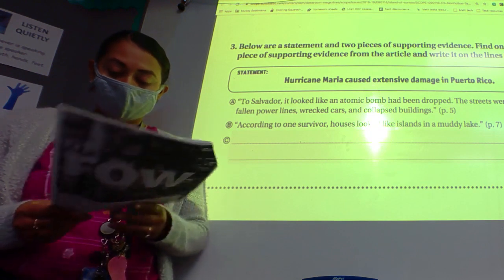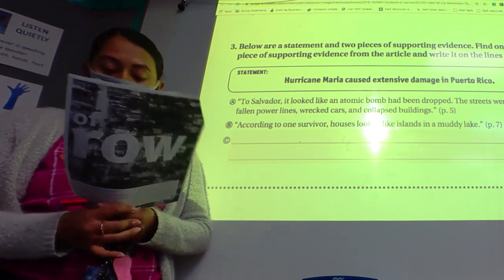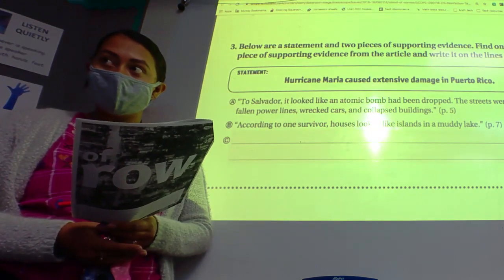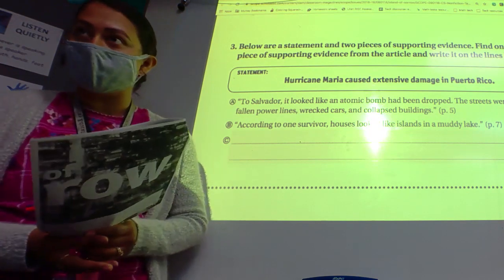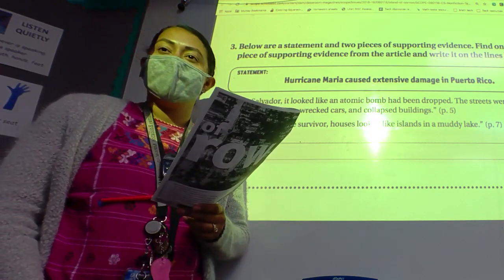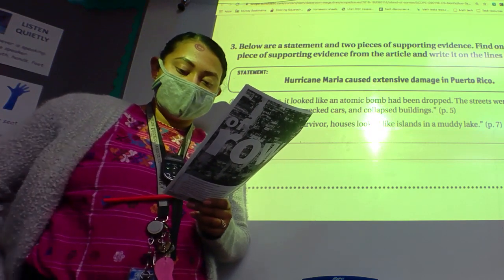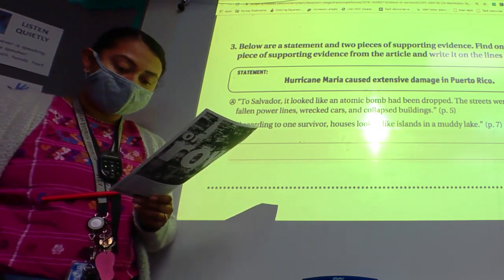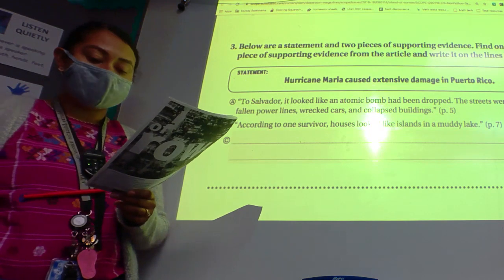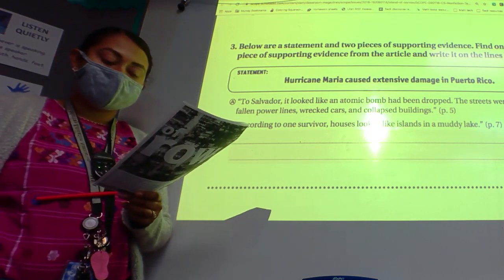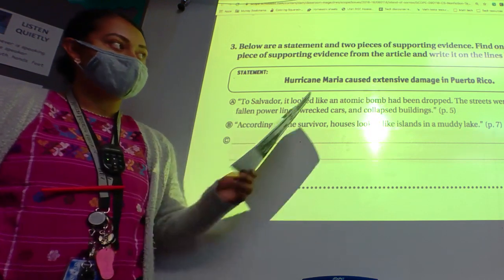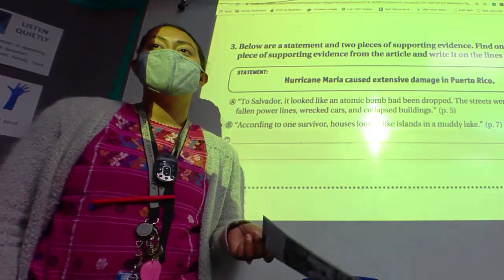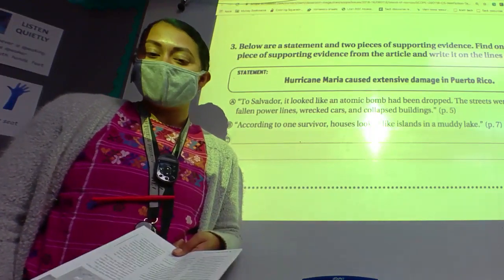What about on page 6? The hurricane's wrath. The winds blew across the island at more than 150 miles per hour. They snapped trees and telephone poles. Roofs were torn away. Windows shattered. Tree trunks flew through the air. Does that give you a picture of Hurricane Maria causing a lot of damage? Yes. So should we use that one? Yes. Okay.